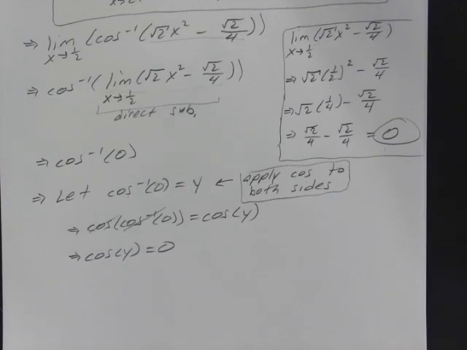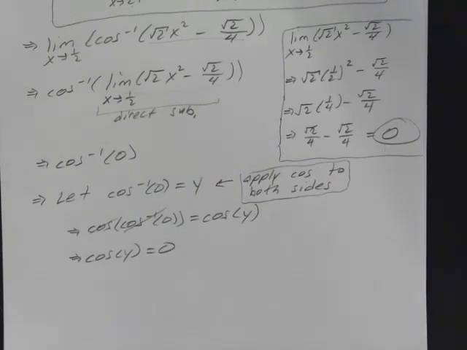But remember, with inverse trig functions, we're only worried about what's in the domain of that trig function. And we know that the domain of cosine of y is from 0 to pi. So between 0 and pi, the only value that would make cosine of y equals 0 is pi over 2. Otherwise, we'd be going on forever. Pi over 2, 3 pi over 2, 5 pi over 2, on and on forever.